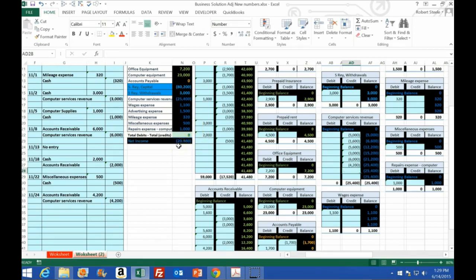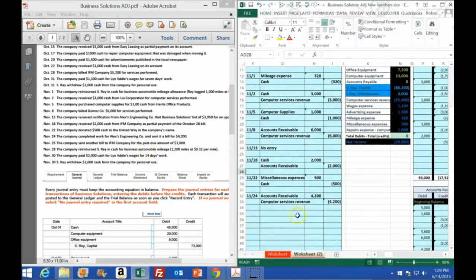Alright, now we're going to go to 1125, which says the company sent another bill to IMF company for the past due amount of $3,000. So they're not paying us and we're nagging them on it. We already recorded it though, so no entry. So we're just following up on a bill that we did in the past. We already recorded the bill. We're just sending the invoice that we already sent out in the past. So it's a bit of a tricky one there.